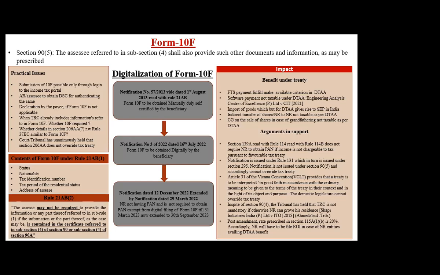And now going forward, it is saying that for another 6 months, the digital 10F is relaxed and you can still issue manual 10F. But who all have to issue manual 10F? Or who all are out of that 10F? So now they are saying that NR not having a PAN and not required to obtain PAN. They are saying two categories, NR who is not having PAN and NR who is not required to have PAN. So if these two cumulative conditions are satisfied, then only the relaxation is there.